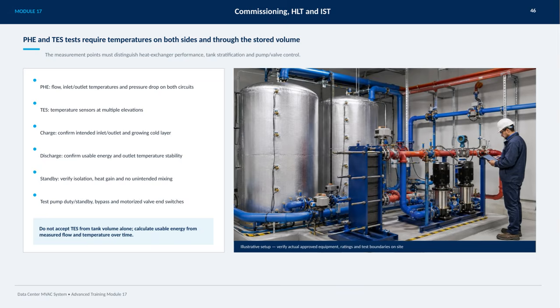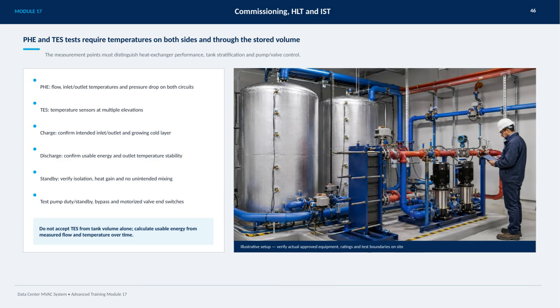For TES, temperature sensors must be placed at multiple elevations within the tank to detect layering effects. During the charge phase, we confirm the intended inlet and outlet temperatures and watch for the development of the cold layer, ensuring the system is functioning as designed. In the discharge phase, the focus shifts to verifying usable energy output and the stability of the outlet temperature. During standby, it's important to check isolation, heat gain, and confirm there's no unintended mixing that could reduce efficiency.